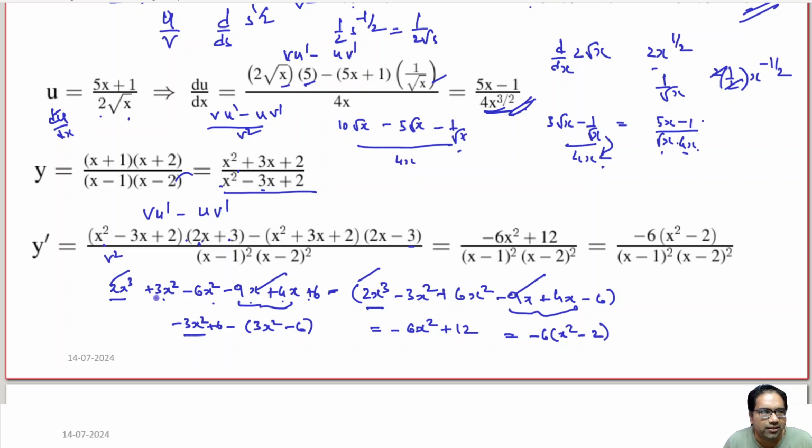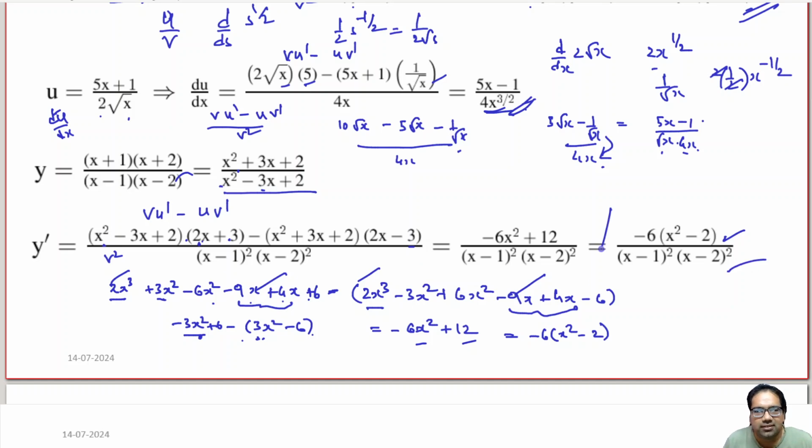So from this side we are left with these two together minus 3x square plus 6, minus of, again these two together is 3x square minus 6, which is nothing but minus 3x square plus 6, again minus 3x square, which together these two will become minus 6x square, and 6 minus of minus 6 which is plus 12, 6 plus 6 which is 12, which is nothing but minus 6 into x square minus 2. That is our numerator. Denominator is as is, right?